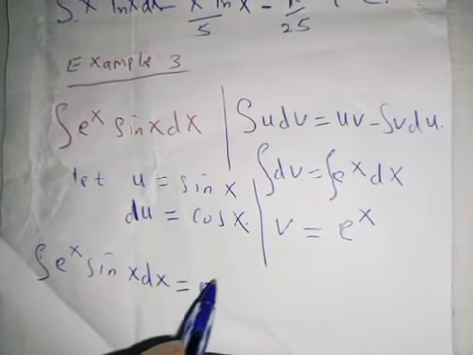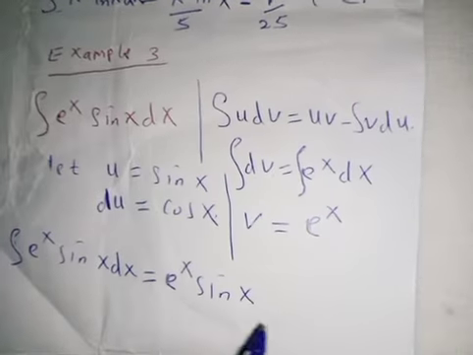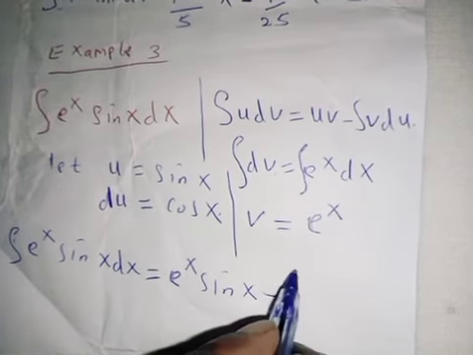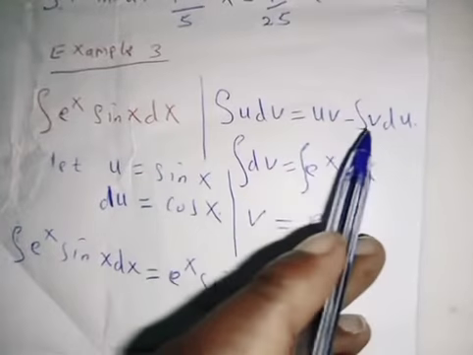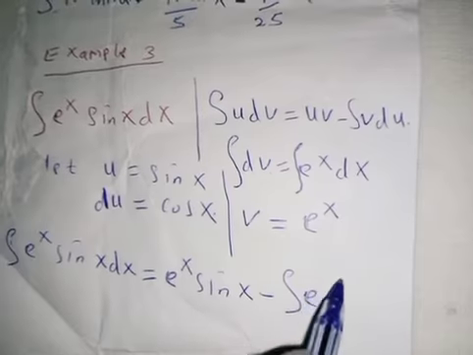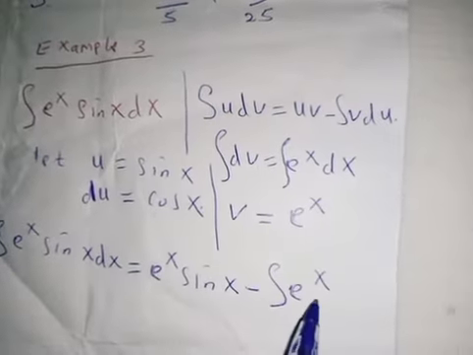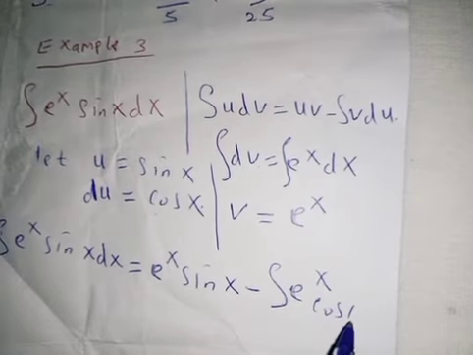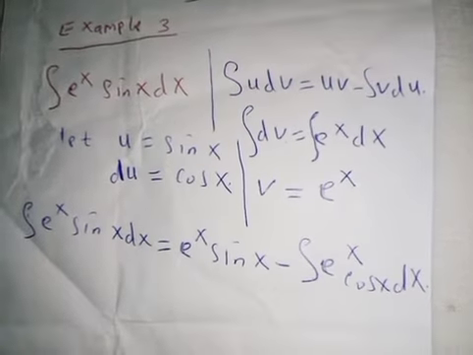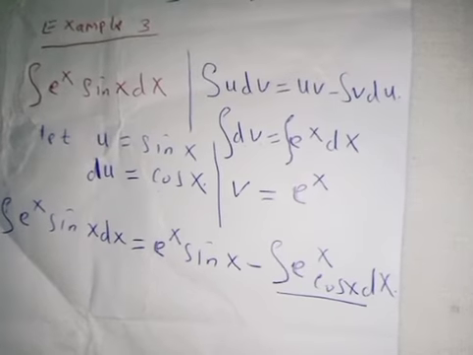So you have exponential x sin of x minus, in bracket, our v is exponential x, our du, this one, du is cos x dx. So at this stage now, this one, we deal with this again.